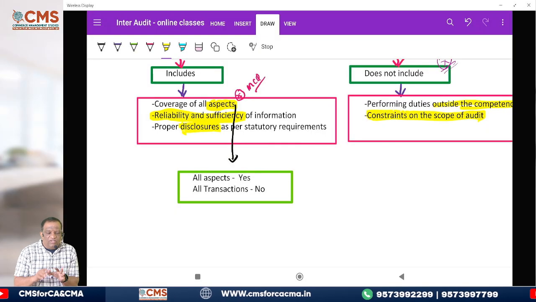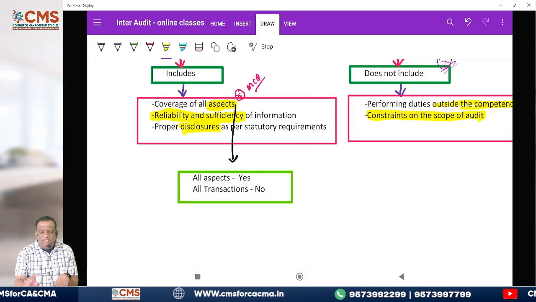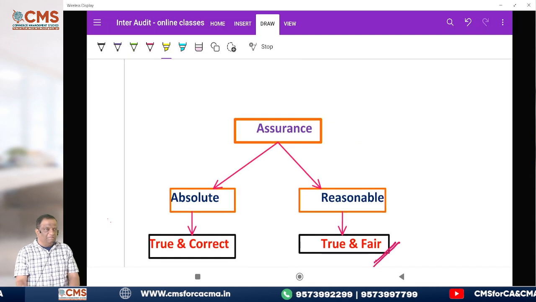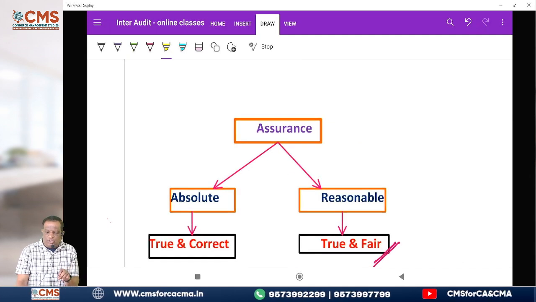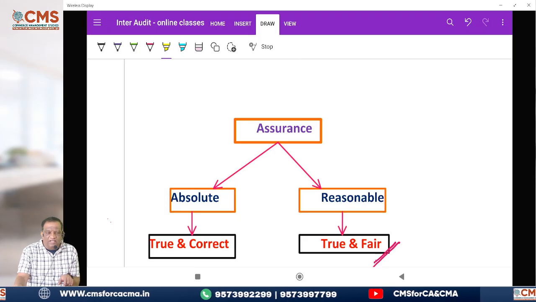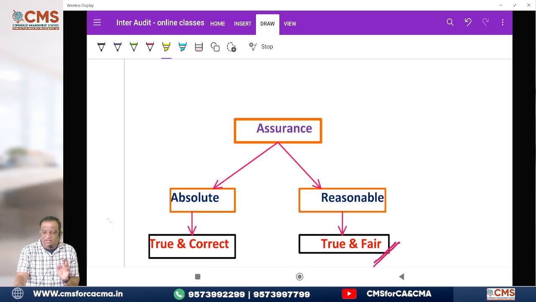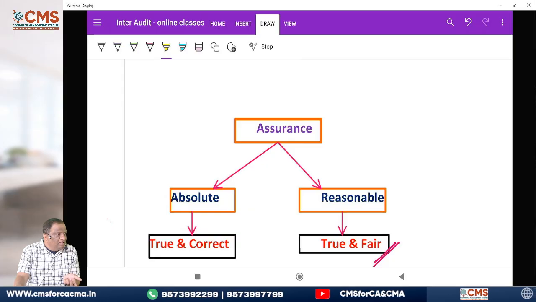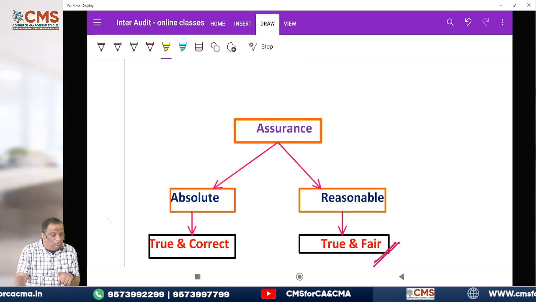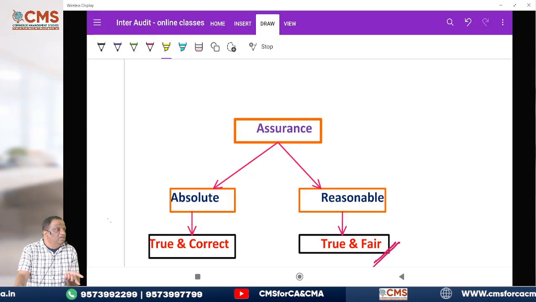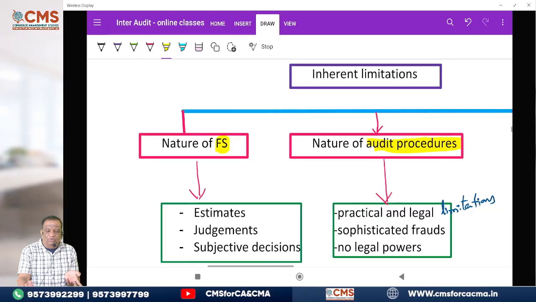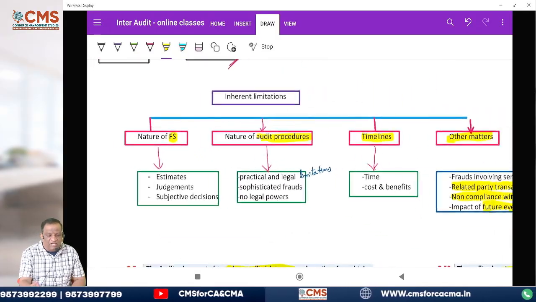So just to see whether you understood this conceptually, he is asking you this. And then what are the 2 types of assurance at this stage? Absolute assurance and reasonable assurance. Which is true and correct, which is true and fair? Absolute is true and correct. Reasonable is true and fair. Now, which one is related to auditor? Reasonable assurance is related to auditor. Which one is related to absolute? Investigator. And why auditor will not be able to give this? That is what we conclude as inherent limitations.